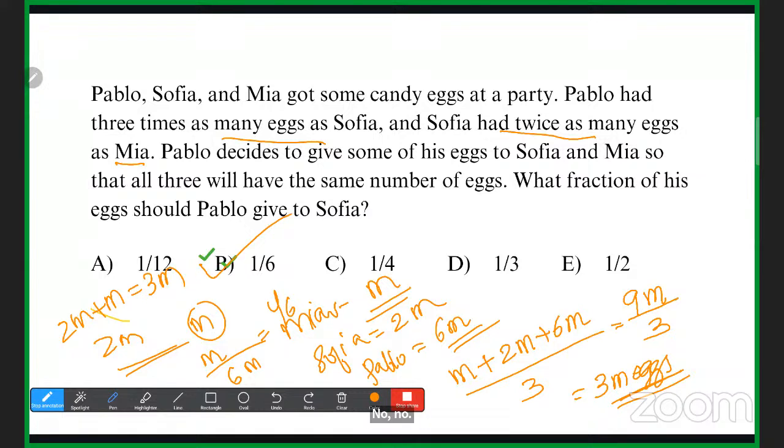Tanmay, please don't do like that. The annotate option is only for the teacher, not for the students.